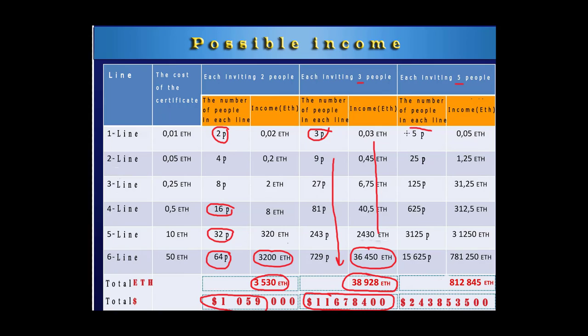If you invite 5 people, and they invite 5 people, and so on and so forth, in the end, you will be left with the income of 845 Ethereums, which translates into $243 million over that. Look at the income graph, guys. Only by inviting a few people, you can have a potential of making millions and millions of dollars.